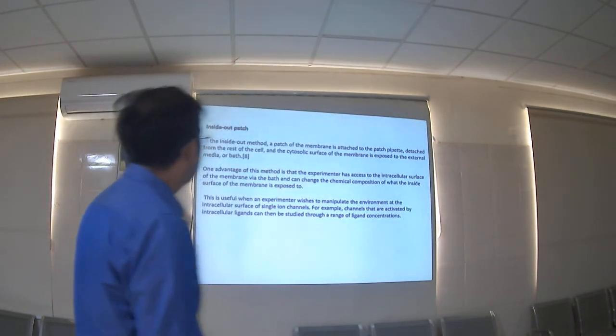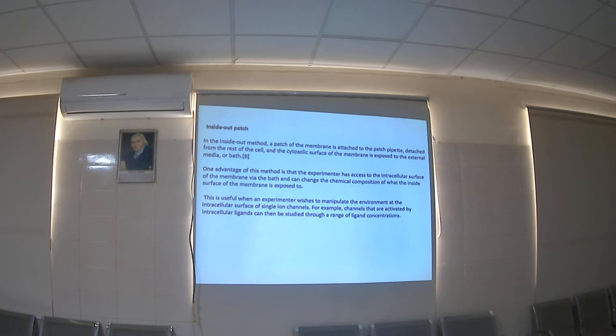ये देखिए, जो second point है कि one advantage of this method is that the experimenter has access to the intracellular surface. The extracellular surface था, it's like a normal, जैसे it's a normal physical property. You just imagine कि वो microscopic इतना है, तभी भी इतना strong technique है. जैसे हम किसी को pull करेंगे तो ऐसे बाहर आएगा ना, जैसे normal की तरह. So they actually literally do it, and then they record via the bath, and that can change the chemical composition of what the inside surface of the membrane is exposed to. So this configuration of patch clamp is to study the inside of the membrane.